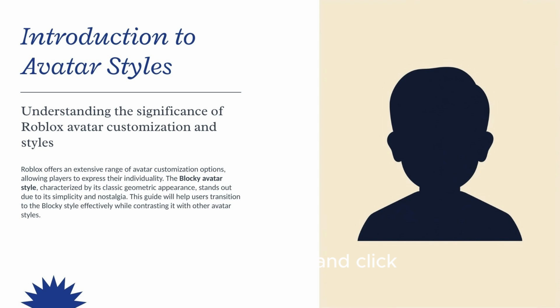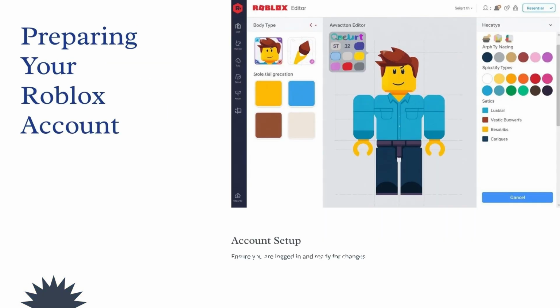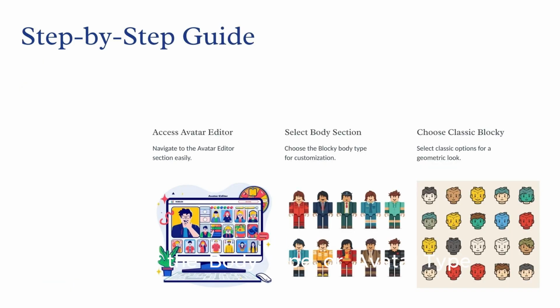Log into your Roblox account and click on your avatar icon. This takes you to the customization page. At the top, select the body tab. Inside the body menu, look for the body type or avatar type setting.